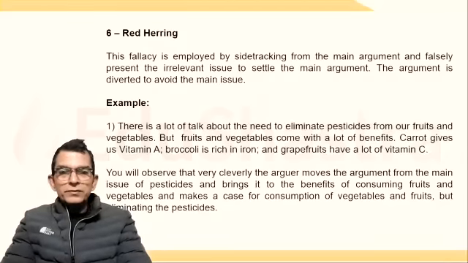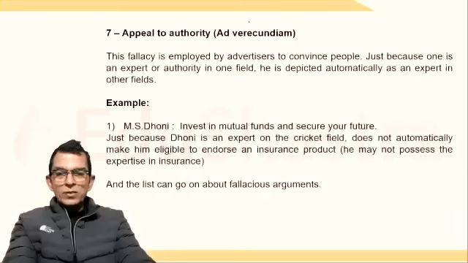So you will observe that very cleverly the arguer moves the argument from the main issue of the pesticides and brings it to the benefits of consuming fruits and vegetables, and makes a case for consumption of vegetables and fruits. But eliminating the pesticides is not being talked about. So this is called red herring. Let's try the next one.